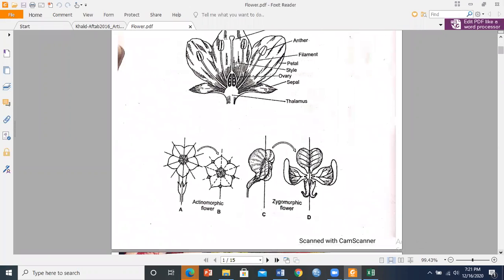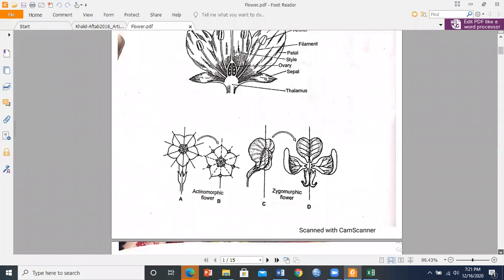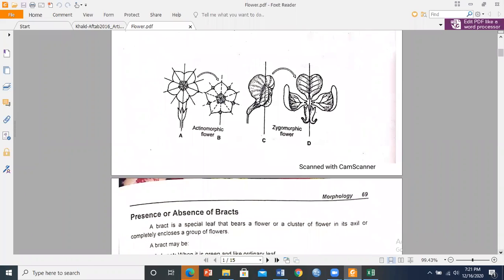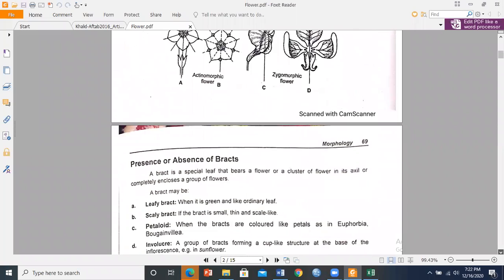There are different types of flowers. Some of the flowers are symmetrical and we can cut these flowers into any plane. And this type of flowers are called actinomorphic flowers. And some of the flowers which can be divided into only two halves are called zygomorphic or asymmetric flowers. Actinomorphic flowers include rose, sunflower; zygomorphic is the pea flower of the pea plant.